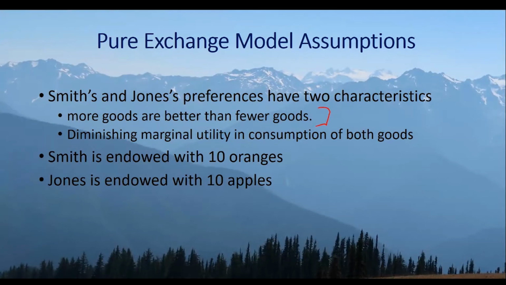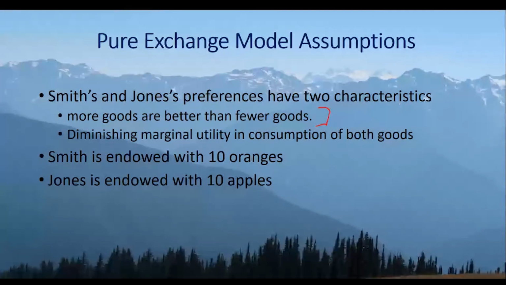And that's true for most things. Most of us would like to have more things rather than fewer things, and we'll be happier if we have an abundance of goods rather than if we have just a few. So getting more is better than having less. The second assumption is a little bit harder to understand. And so I'm going to take a few minutes to talk about it in more detail.